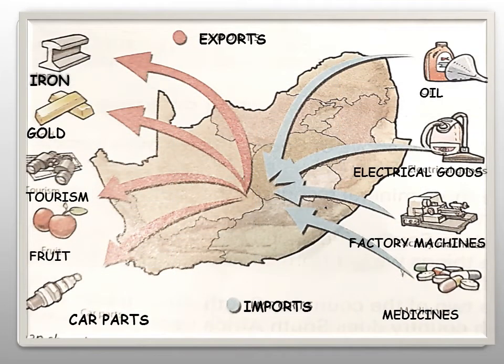Here's a map showing the imports and the exports of South Africa. The red is exports, the blue is imports. So South Africa exports iron, gold, tourism, fruit, and car parts. We import from other countries oil, electrical goods, factory machines, and medicines. That picture is a good example of exports and imports, and you can memorize it and look what goes out of South Africa and what comes in. So exports is to go out, imports is what other countries sell to us.